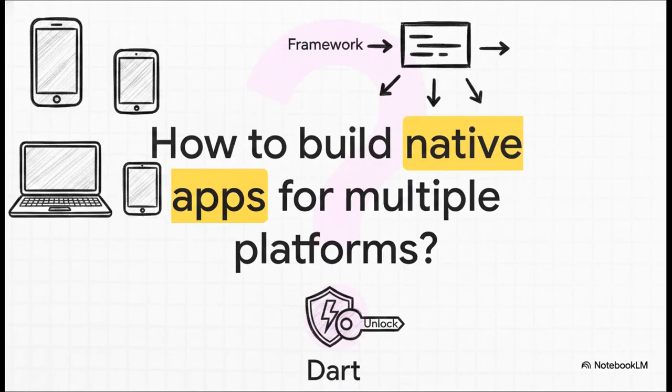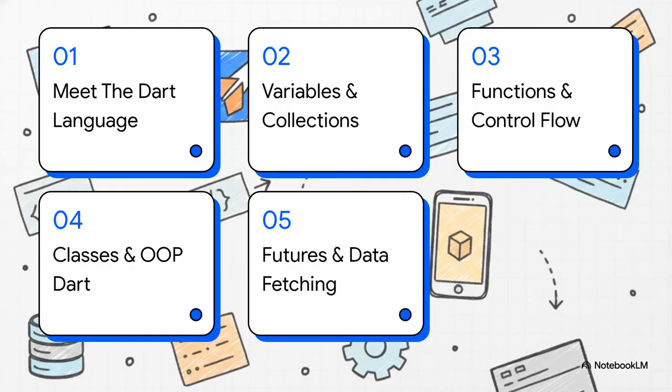So, how do you build native apps for mobile, web, and desktop using just one single code base? That's the holy grail of modern development, right? Well, the answer lies in the Flutter framework. But to truly unlock Flutter, you absolutely have to master its underlying language, which is Dart. Dart is literally the ultimate solution, optimized specifically for building gorgeous user interfaces across all these platforms. Honestly, if you master Dart, you kind of master the app world. Okay, let's dive right into this.